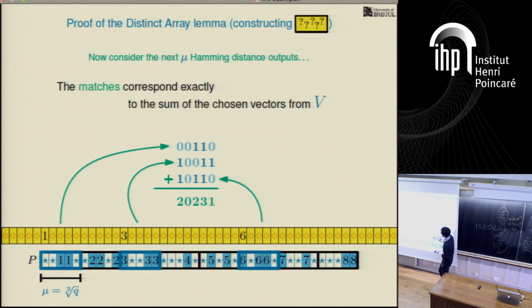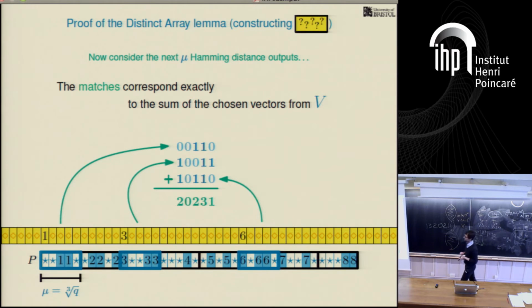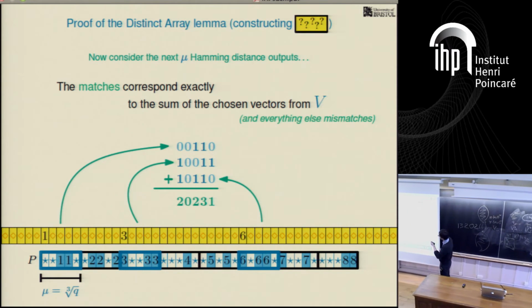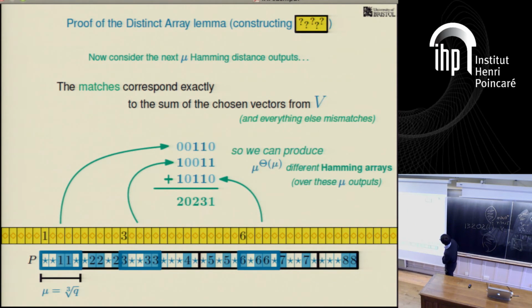So because I have a huge number of choices of different vectors, I can make a huge number of different Hamming distances. And everything else is always going to mismatch because of the way the construction works. So we can produce lots of different Hamming arrays. I mean, the next mu output part of the Hamming array has lots of different possibilities. Okay. So notice that because delta is log of mu, because mu is like the cube root of q, this is like delta bits per output.